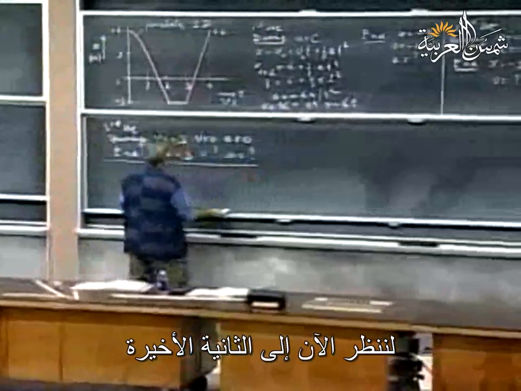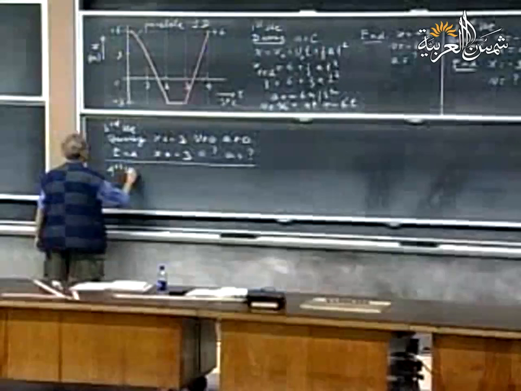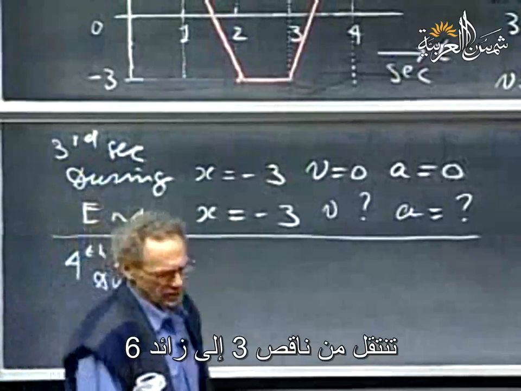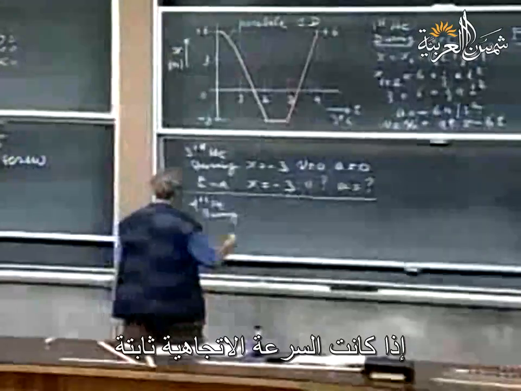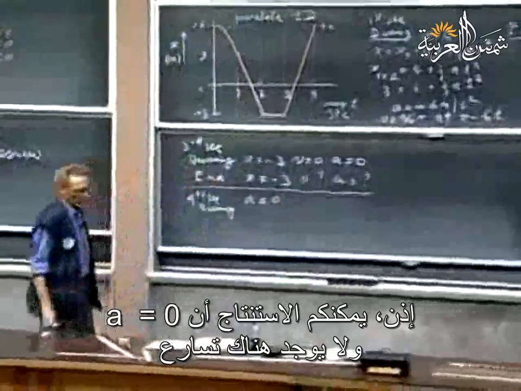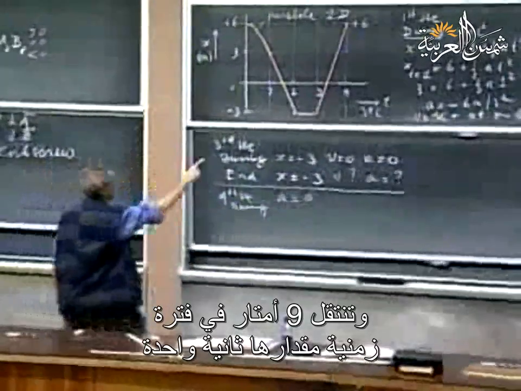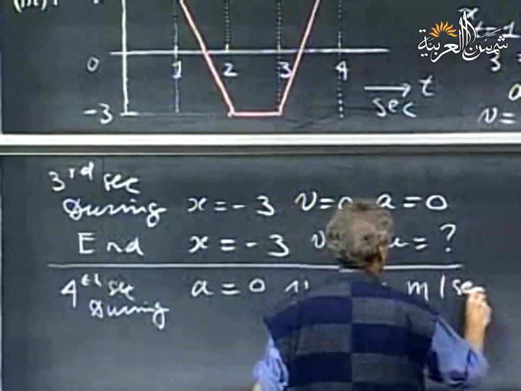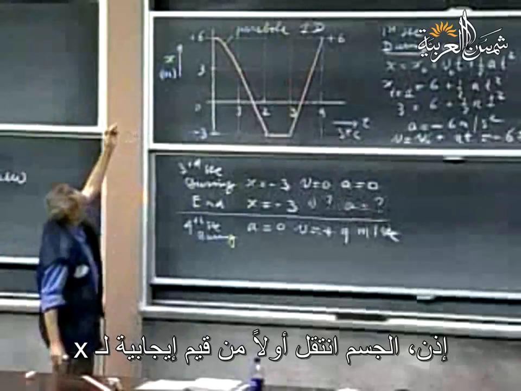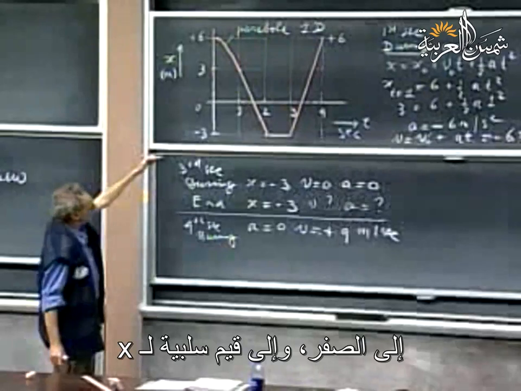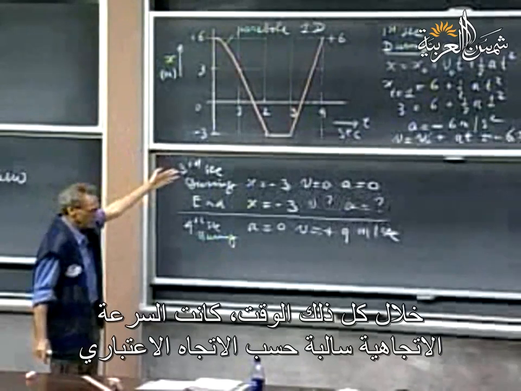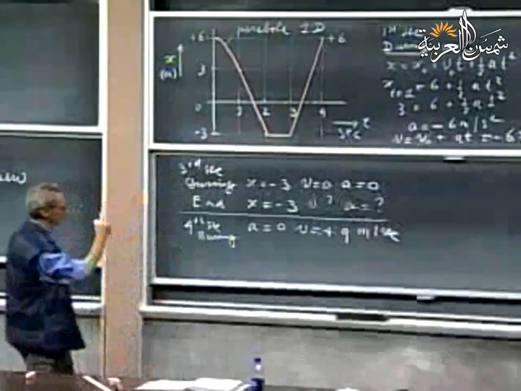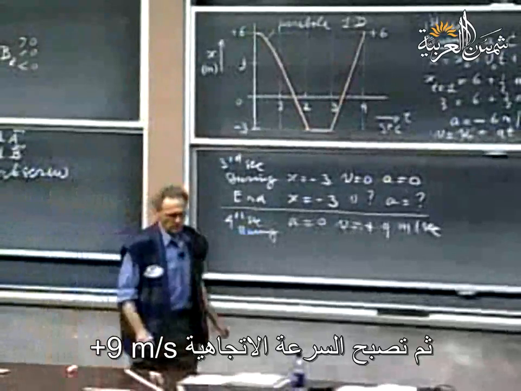Let's now look at the last second, the fourth second. First, during it, it's going from -3 to +6, and it's a straight line, so the velocity is constant. If the velocity is constant, then you can immediately conclude that a is 0, there's no acceleration. And it goes 9 meters in a time span of 1 second. So it's now +9 meters per second. So the object first went from positive values of x to 0 and to negative values for x. During all that time, the velocity was negative by our sign convention, and now it goes back to +6, the velocity becomes +9 meters per second.